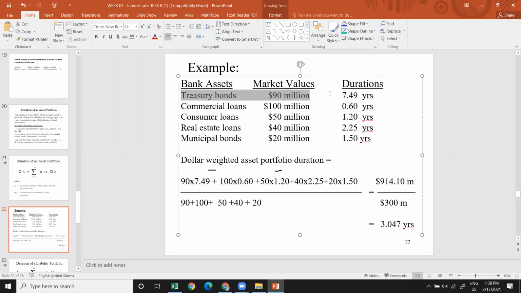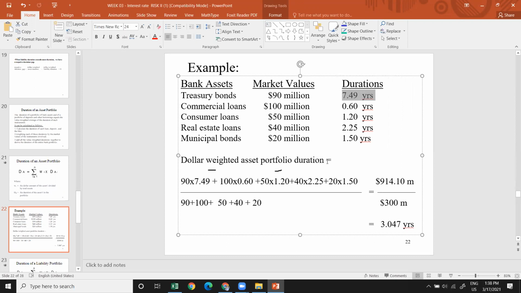Duration for the Treasury bond, we know how to estimate: taking the present value of cash flows, multiplying by the corresponding year and summing up. At the end of the day, we sum up the present value multiplied by t, divided by the bond value, and we get the duration for each.